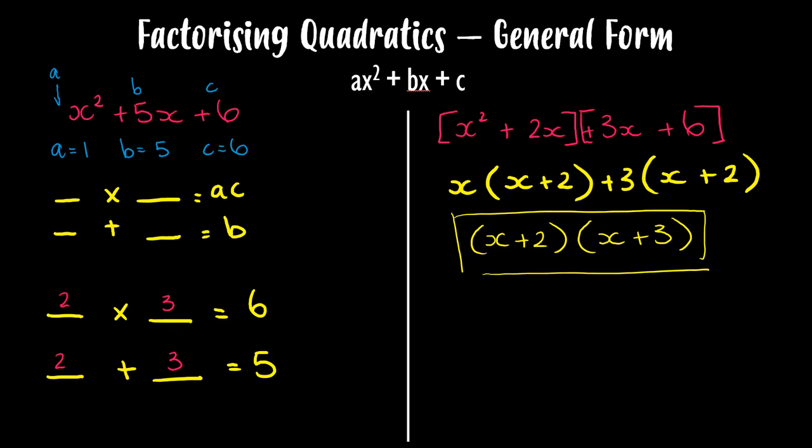You can always check by expanding. If I was to expand this, I'm left with x squared plus 2x plus 3x plus 6, which is equal to x squared plus 5x plus 6. Continue on if you would like to see a slightly harder example.